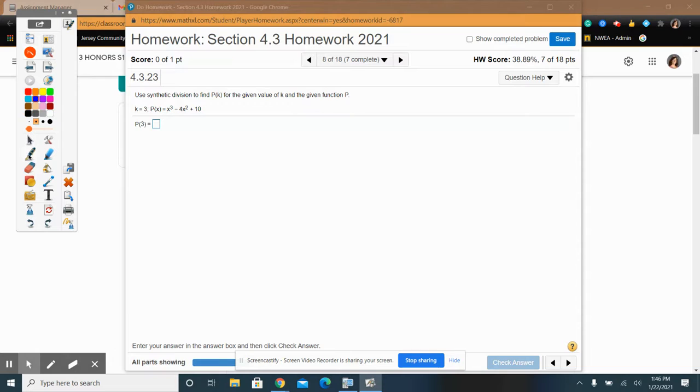Okay, now they tell us to use synthetic division to find P of K for the given value. So what does that mean? Well, I could use synthetic division, but why? It's not hard just to find P of 3. So just go ahead and find P of 3. That's 3 to the third minus 4 times 3 squared plus 10. Just do it that way.